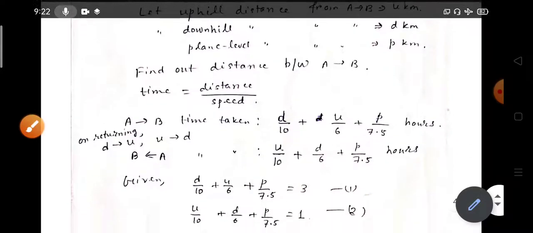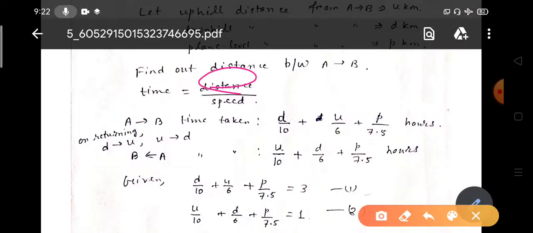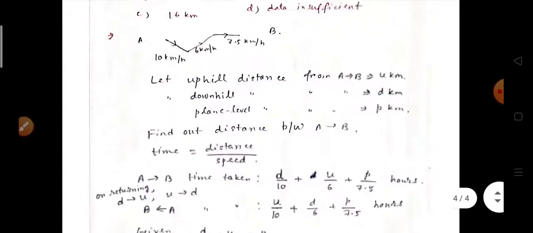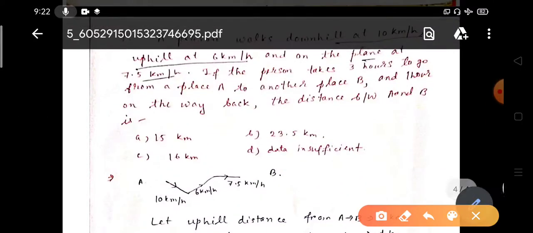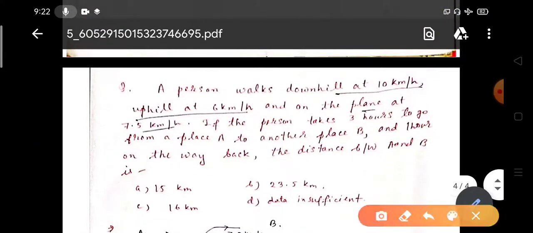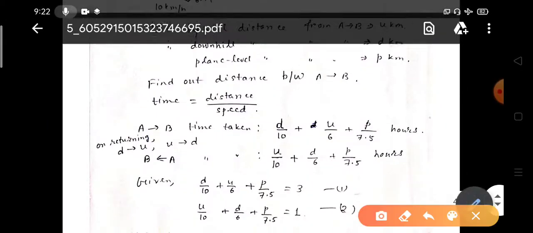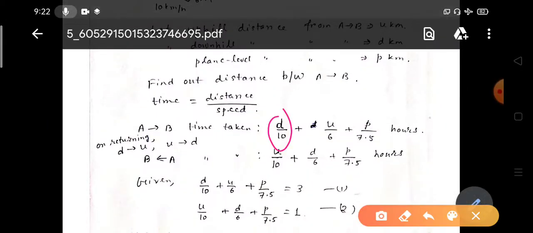So we know time is distance by speed, because speed is distance upon time. So from A to B it will take a time of d by 10 plus u by 6 plus p by 7.5, because the speed for the uphill is 6 km per hour, the speed for the downhill is 10 km per hour, and the speed for the planar path is 7.5 km per hour. So it takes d by 10 for the downhill, u by 6 for the uphill, and p by 7.5 hours for the planar path.